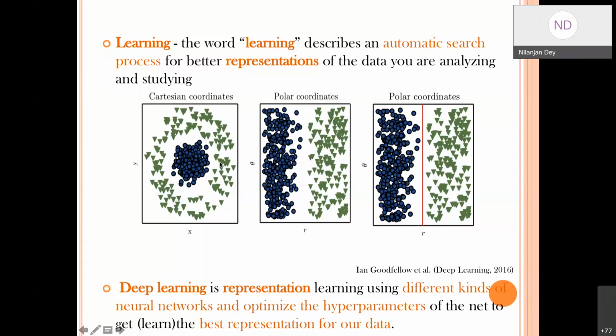So again, deep learning is a learning system which is almost similar to a neural network. There is no such difference. The different kinds of neural networks are there, in such a way that the data representation should be used. That is the main objective of deep learning.